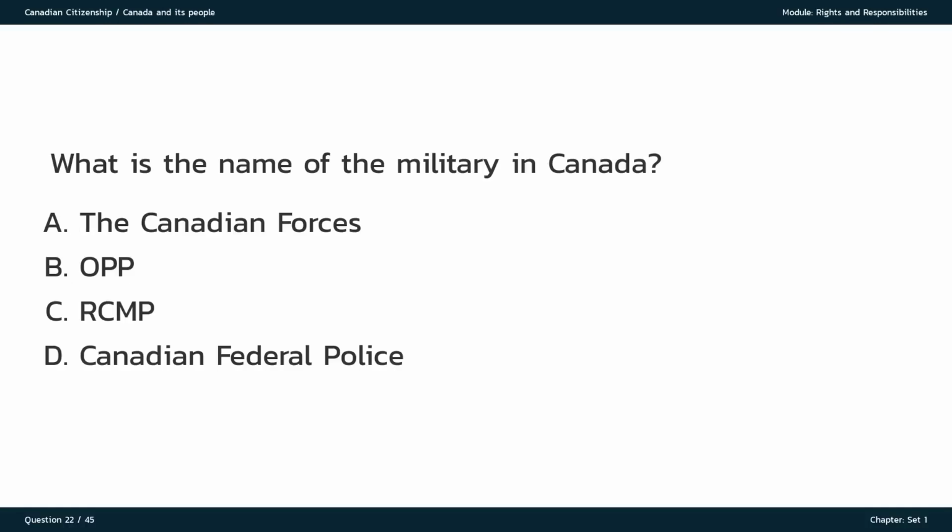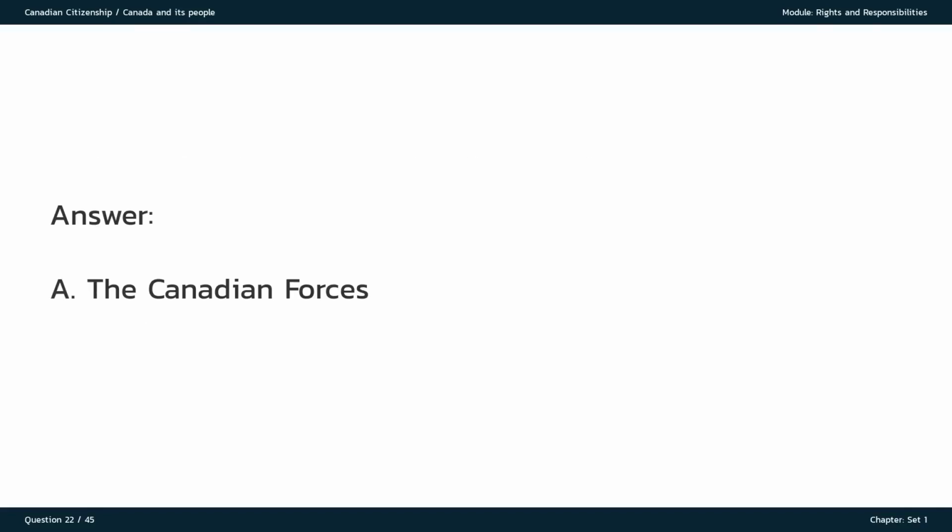What is the name of the military in Canada? A. The Canadian Forces. B. OPP. C. RCMP. D. Canadian Federal Police. The answer is A. The Canadian Forces.